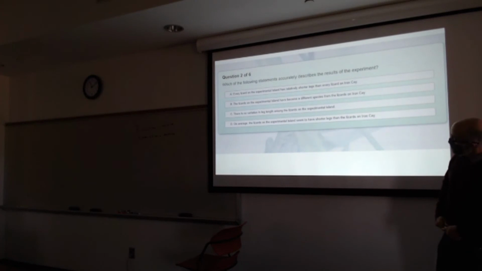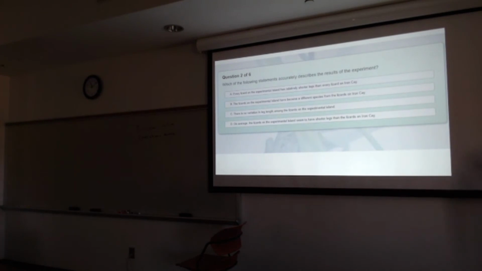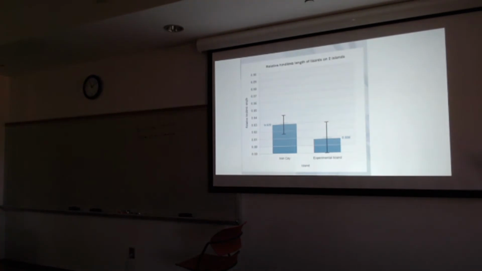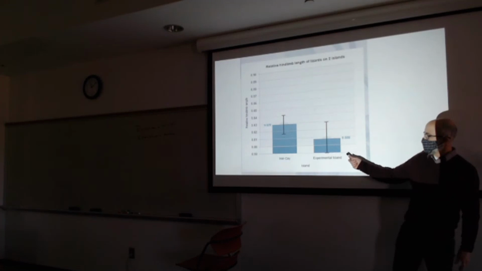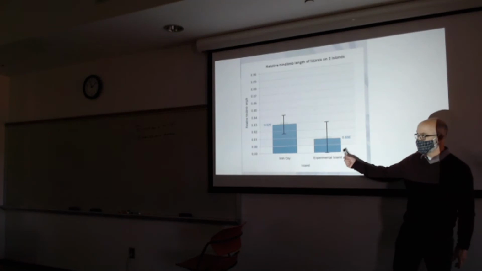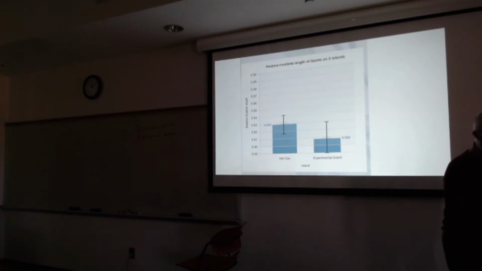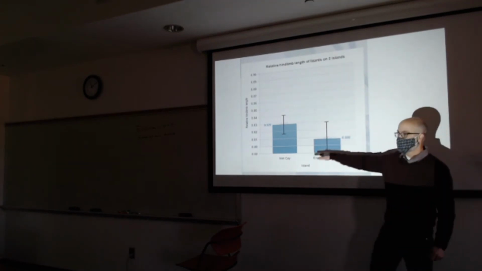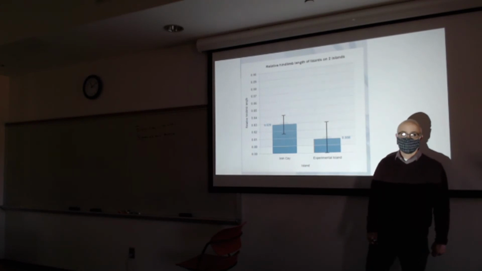Every lizard on the experimental island has relatively shorter legs than every lizard on Iron Cay. Let's go back to that graph and tell me how you can see on the graph that A is not true. Here's the experimental island, here's Iron Cay. How can we see on here that not every single lizard on this island had shorter legs than every lizard on this island? What do you see on here? That tells us that just ain't true.